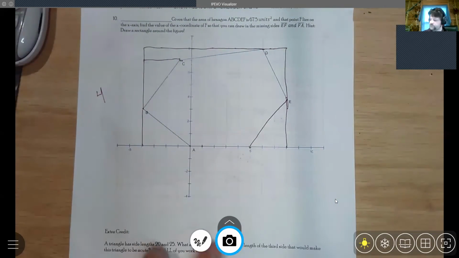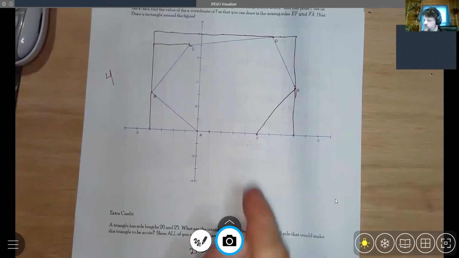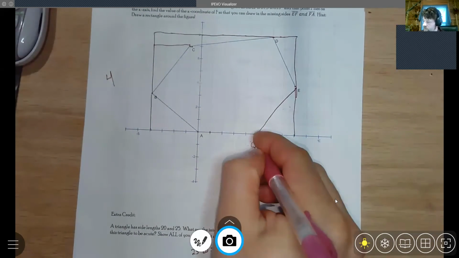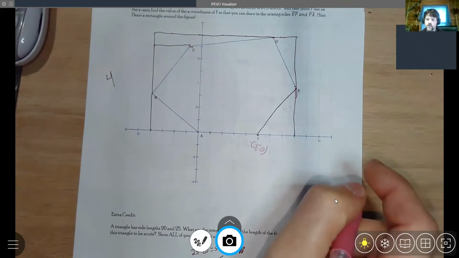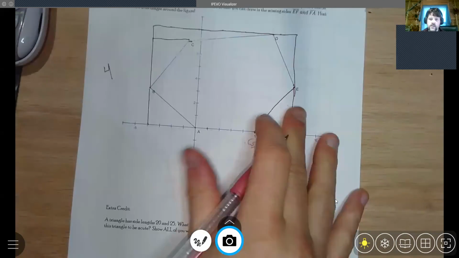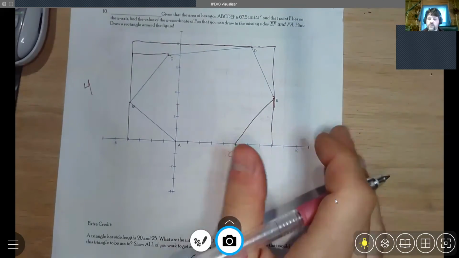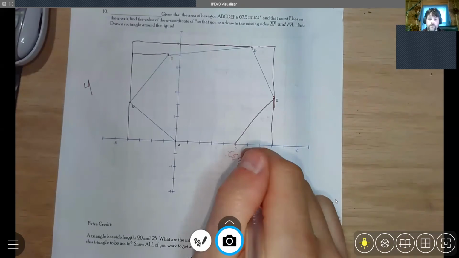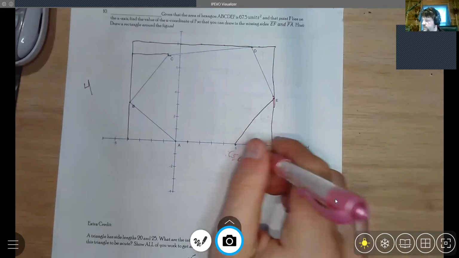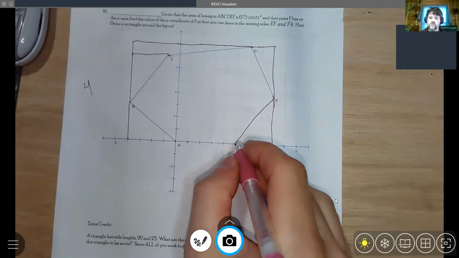All right. So the answer to this problem was 5, 0. That's where the point is. And the way to figure it out is I said, hint, draw a rectangle around the figure. So we did something like this in the notes. And then we did a problem. You could have used this method on the quiz as well.